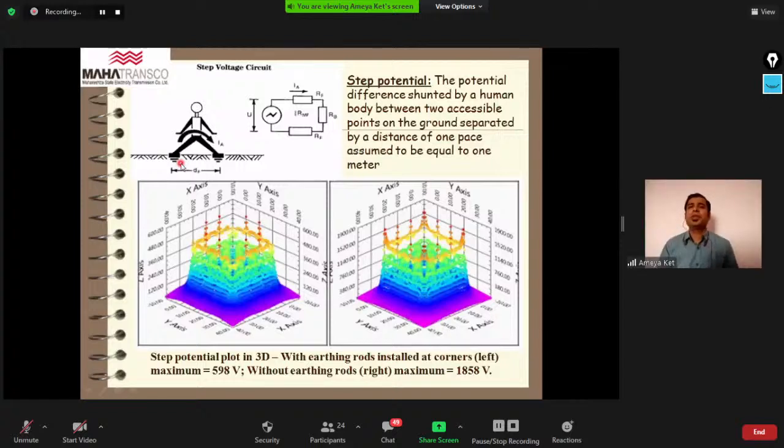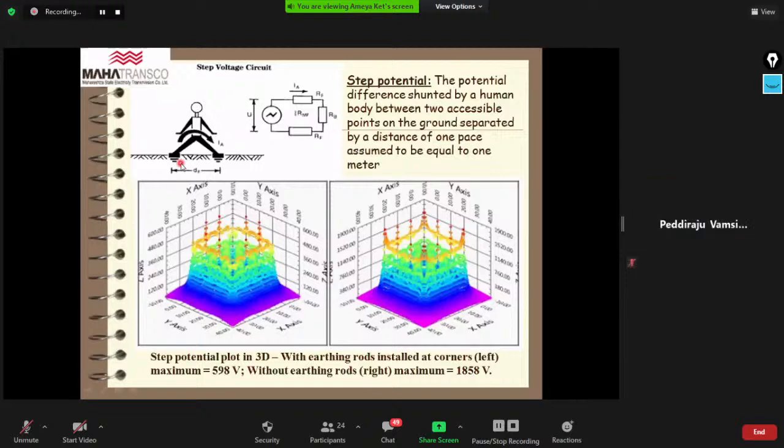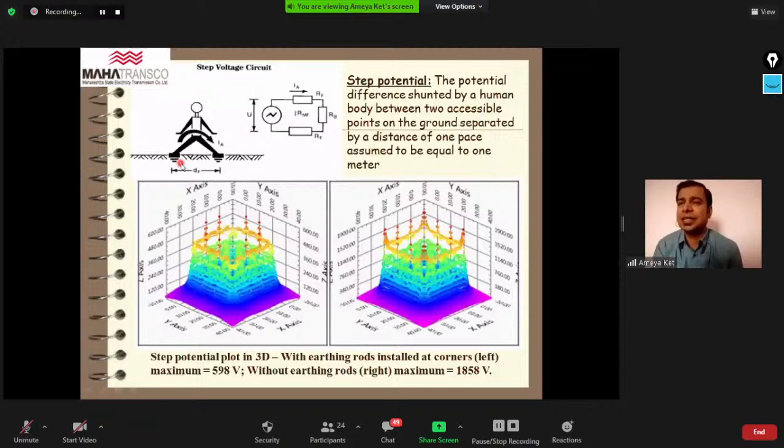Yeah, thank you. Now, coming to the example of the step potential, what happens if we are not able to balance the step potential? So again, I have taken one illustration of a 220 kV substation. On the right of the screen, this portion, you are able to see my pointer.